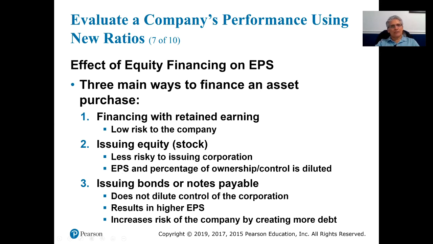And the third option is issuing bonds or notes payable. We can borrow money to purchase those assets. Now, this is favorable in the context of how EPS is computed. It does not dilute the control of the corporation. And so that would result in a higher EPS compared to issuing stock. However, it also increases the risk of the company by creating more debt.